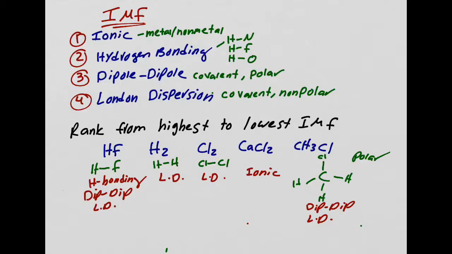All right. Now, we want to rank them from the highest to the lowest IMF. Which one is my highest IMF? Yes, the ionic compound is my highest IMF. So this one right here is my highest IMF because calcium chloride is ionic. What's after that? I have a hydrogen bonding here. So HF is going to be my second highest.